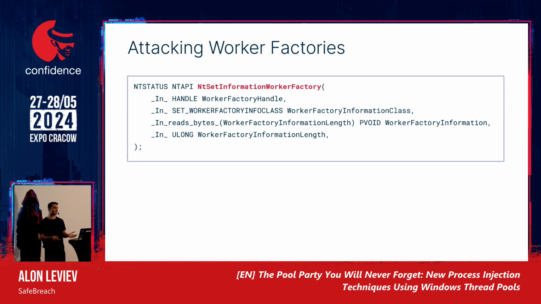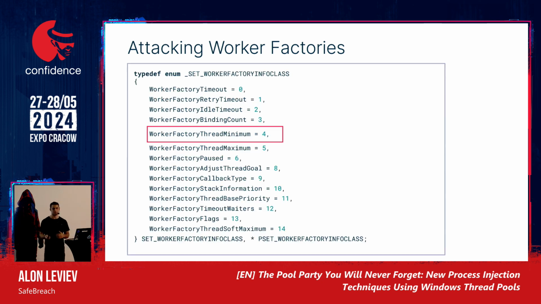So the ideal spot to examine would be the set system call, allowing us to modify worker factory attributes. And this system call is very similar to the query one. The only difference is that this time the buffer is an input buffer and not an output buffer. Now this system call supports a few more information classes than the query system call. And the one that suits our needs the best is the worker factory thread minimum information class. And it basically sets the minimum running worker threads number of the worker factory.